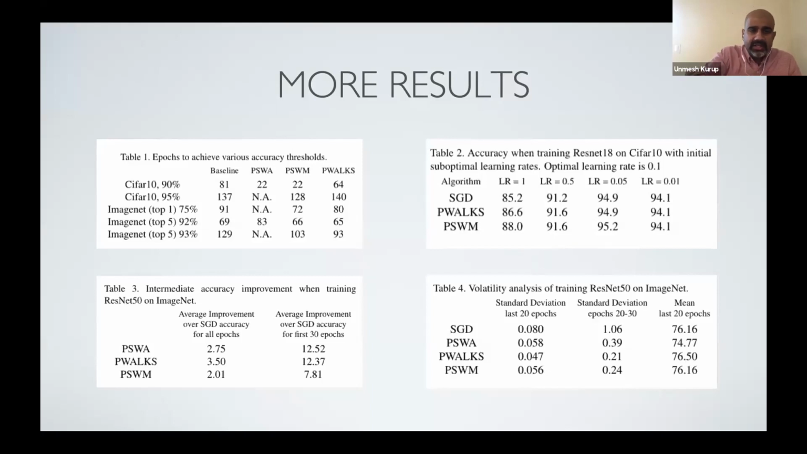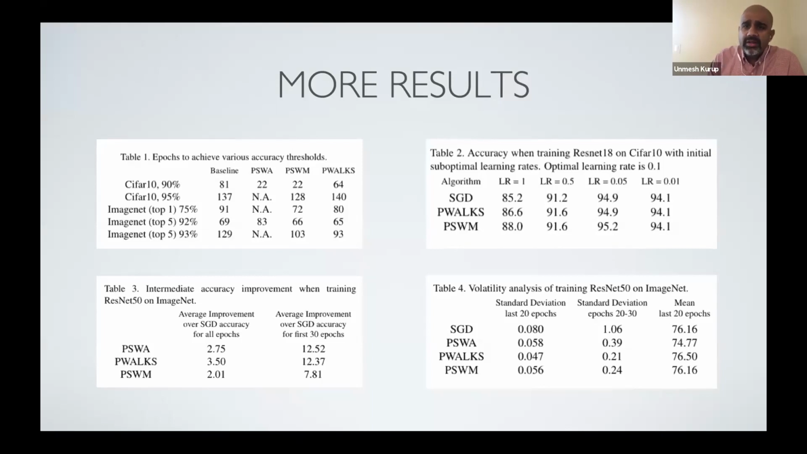And you can see that our techniques get there much faster. You can get to CIFAR 90% in 22 epochs compared to a baseline of 81. For ImageNet Top 5, you can get to 83 or 66 epochs compared to 69. Or for it to get a 93%, there's an even bigger difference there.